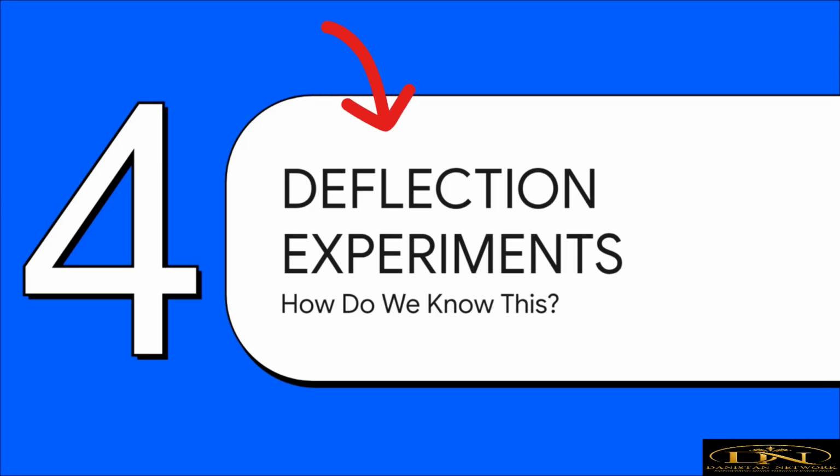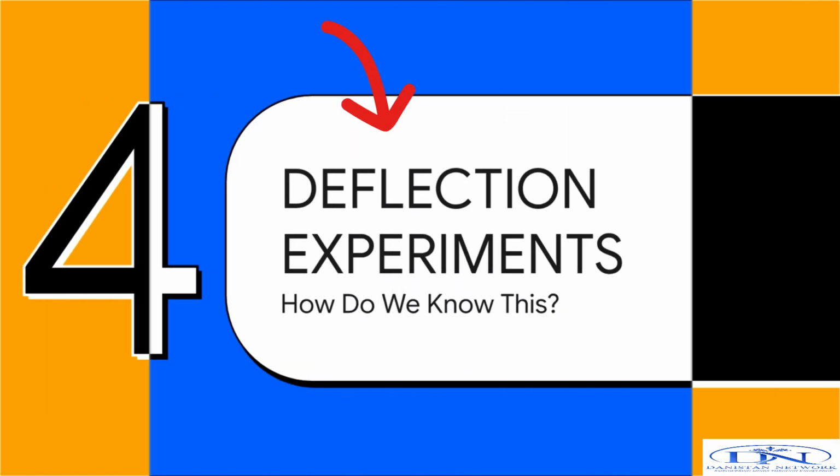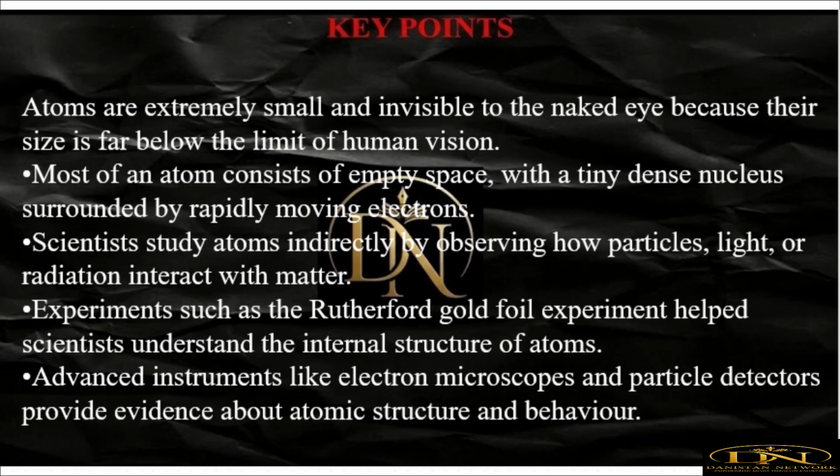Section 4. Subatomic deflection experiments. How do we know this? Okay, so you might be wondering, if atoms are invisible and mostly empty space, how on earth did scientists figure all this out in the first place? Well, they acted like detectives.